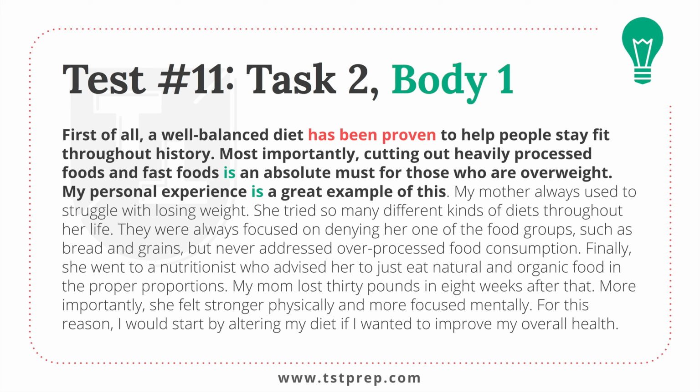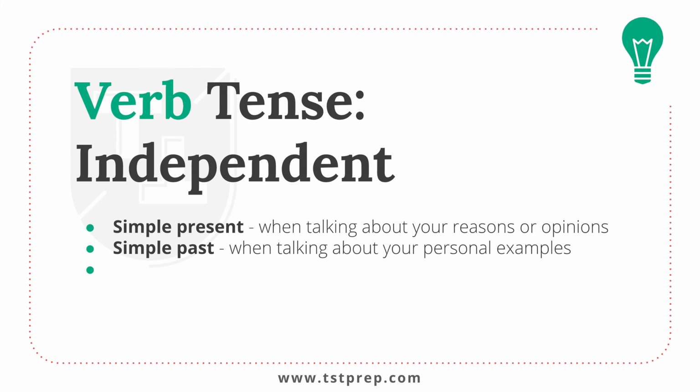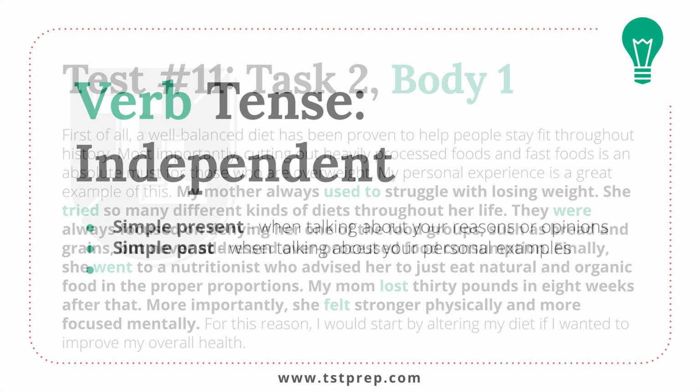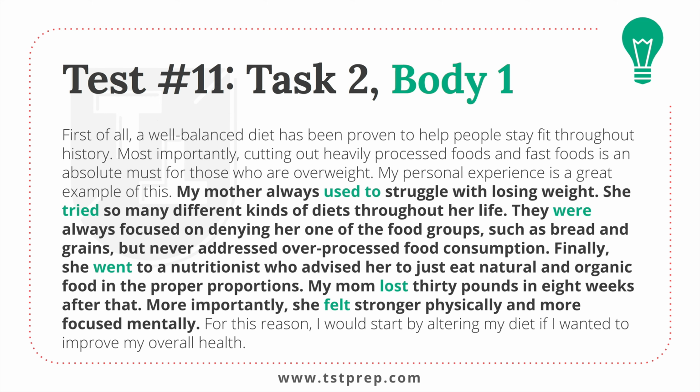In this example here, this is a body paragraph. The first sentence has the present perfect, so that's actually not the present. But the other two sentences do, with is and is. We can look at another example as well that uses the simple past. And you want to use the simple past when talking about your personal examples. So part of your independent essay is your body paragraph. And in your body paragraph, part of it you give an example, a personal example, to help support your reason.